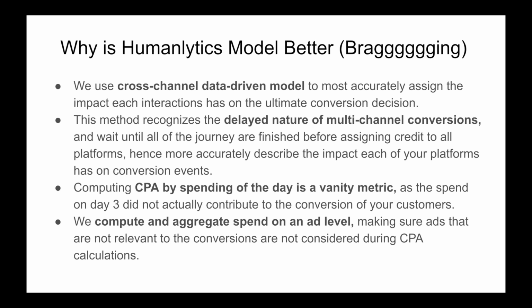So let's just talk briefly about why I believe the Humanlytics model is better. First, we use a cross-channel data-driven model, which you can't find anywhere else in the market right now, unfortunately. And we recognize the delayed nature of multi-channel conversions, and that's why we use a real conversion-centric model to compute your CPA. The way CPA is done right now for all companies is a vanity metric, because anything you spend on day 3, there's no ad delivered, so you have 0. If I compute my naive CPA, it will be 0 divided by 30, and that's just plainly pretty dumb in terms of computing CPA.